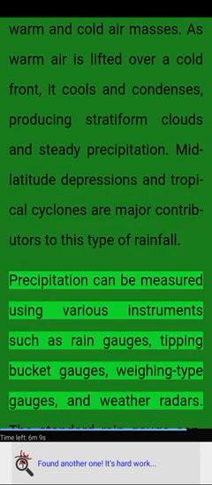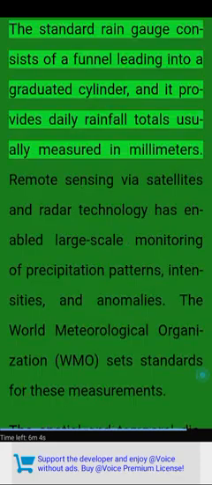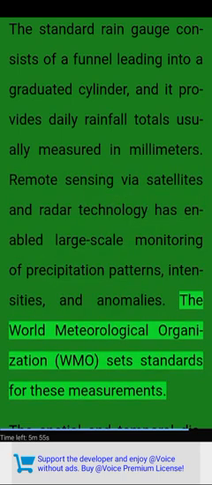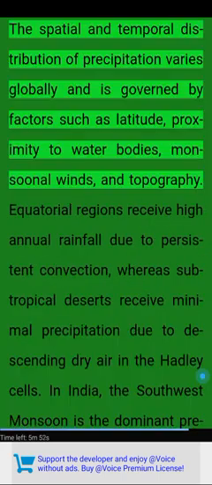Precipitation can be measured using various instruments such as rain gauges, tipping bucket gauges, weighing type gauges, and weather radars. The standard rain gauge consists of a funnel leading into a graduated cylinder, and it provides daily rainfall totals usually measured in millimeters. Remote sensing via satellites and radar technology has enabled large-scale monitoring of precipitation patterns, intensities, and anomalies. The World Meteorological Organization (WMO) sets standards for these measurements.